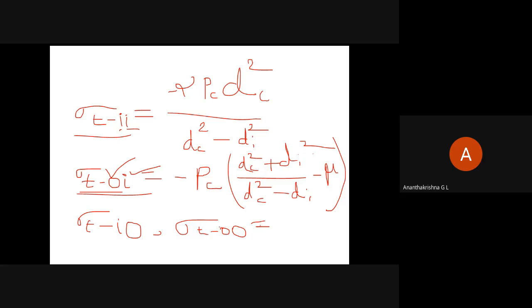So it is going to be 2 Pc dc squared by do square minus di square, dc square rather. Is that okay? Are you there? So what you can do is, if you have a notebook with you, please note down. Do you have a notebook with you? Yes, sir. Yeah, please note down now.